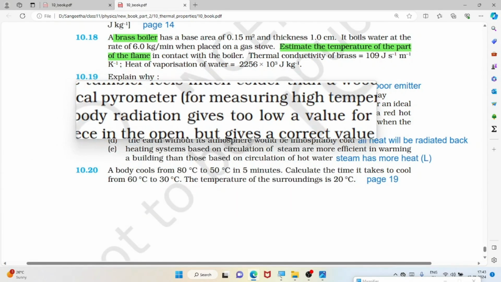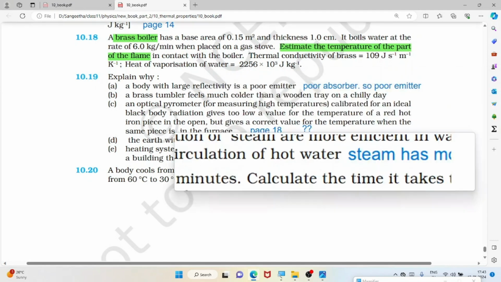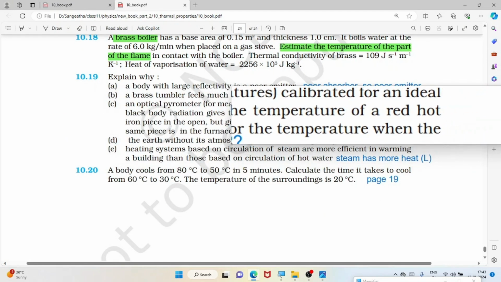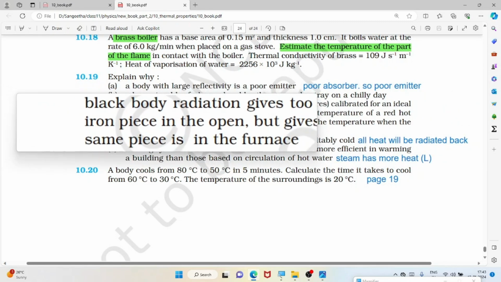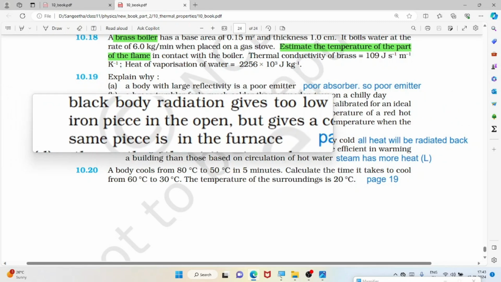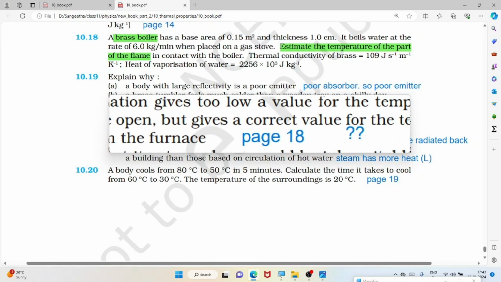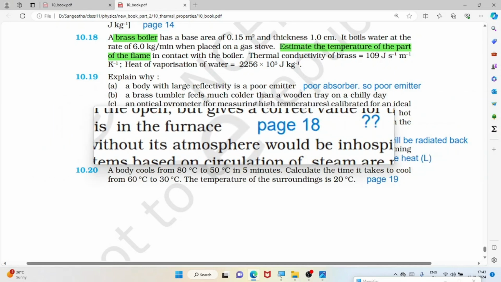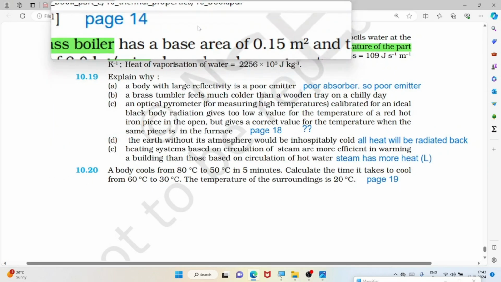An optical pyrometer for measuring high temperature, calibrated for ideal black body radiation, gives too low a value for the temperature of a red hot iron piece in the open, but gives the correct value of the temperature when placed in the furnace.